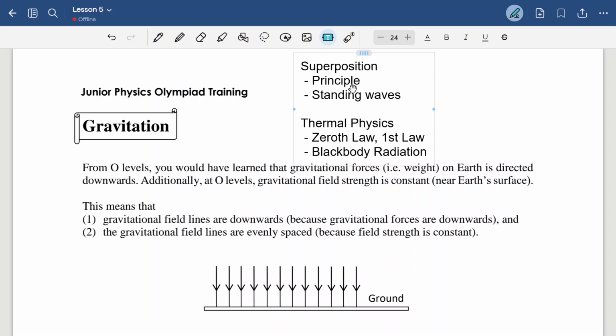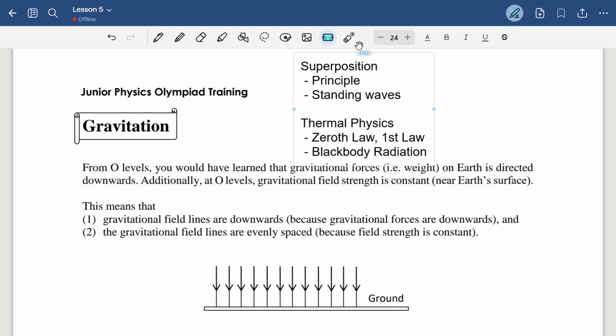So yeah, these are the few things that we will not have time to go through. Superposition, the principle of superposition, standing waves, then thermal physics of zeroth law, first law, and black body radiation. Basically, for the first law it's just a formula, which I already put in the formula sheet. So let me check. Yeah, correct. So just go and read up on what it is. It's not that hard. It's just a matter of conservation of energy.